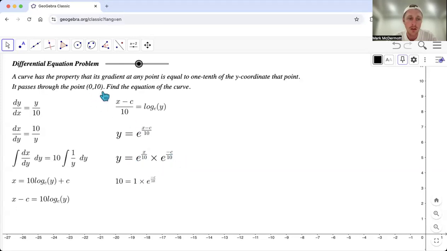And then we know the initial conditions. We know that when x is 0, y is 10. So we get 10 equals, all right, 1, because when x is 0, 0 divided by 10 is 0, and e to the power of 0 is 1. Okay, so 10 equals e to the negative c on 10. And then we take the natural log of both sides. So log base e of 10 equals negative c on 10. And so c equals negative 10 log e of 10.